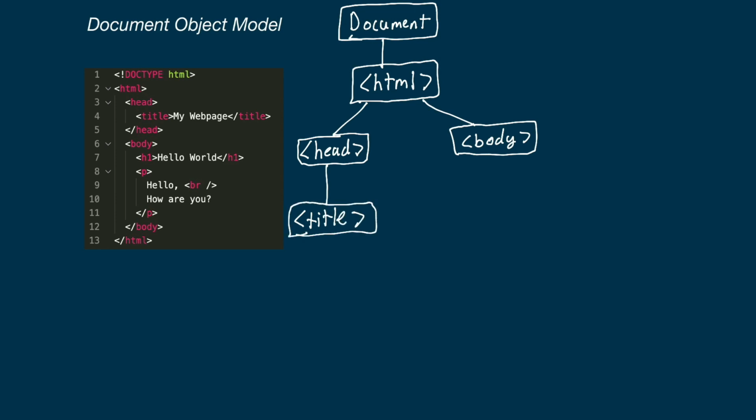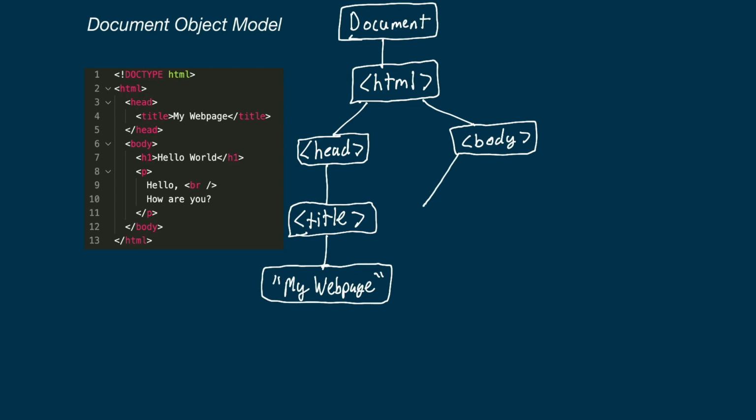Now within the title tag, all we have is text. So this will be our first text node, and the node will simply say my web page, because that is the text that appears in the HTML code. Now we can go back up and look at the body, because we've added everything from the head into the DOM tree. So in the body, we have two tags, and we can start at the first one.